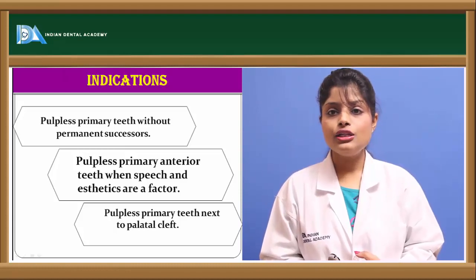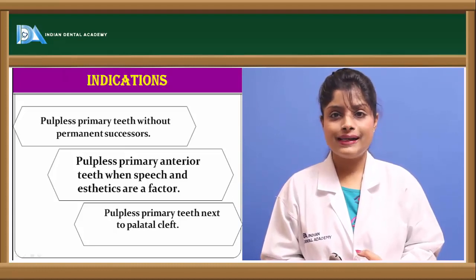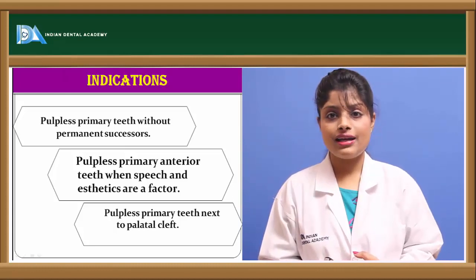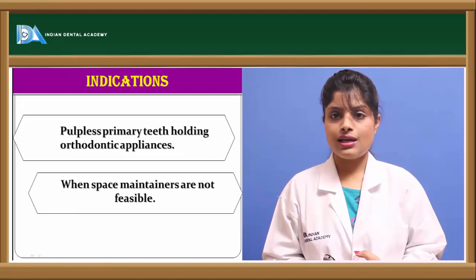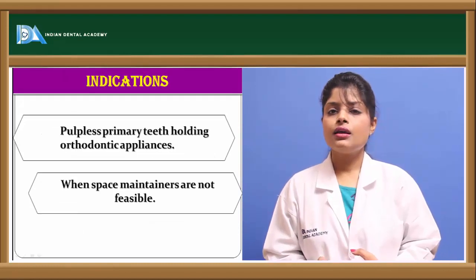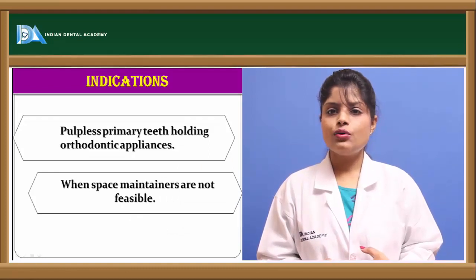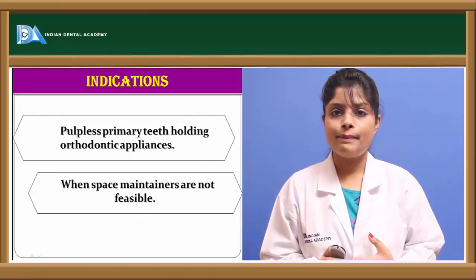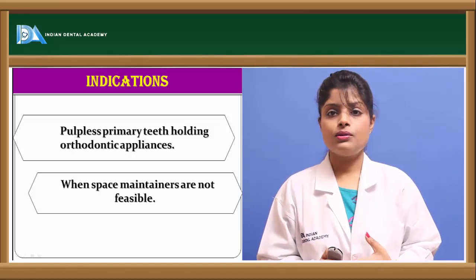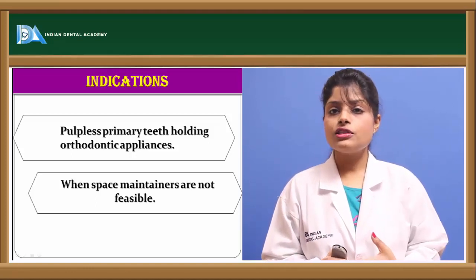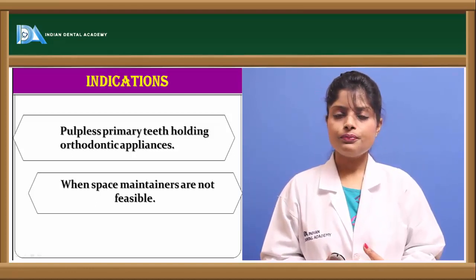Even the primary tooth which are next to the palatal cleft, and if they are pulpally infected, they should be obturated and pulpectomized. The pulpectomy can also be done in those teeth which are holding orthodontic appliance or which need to be kept for the purpose of space maintenance.